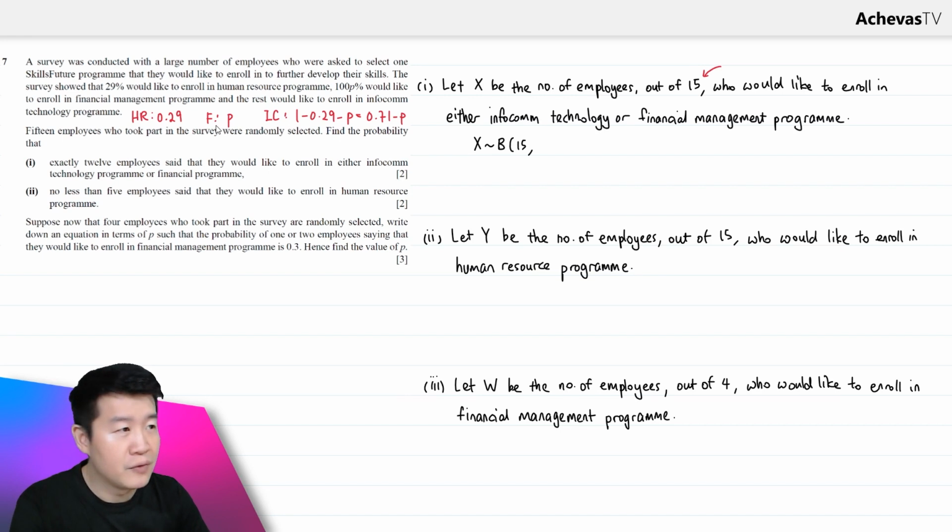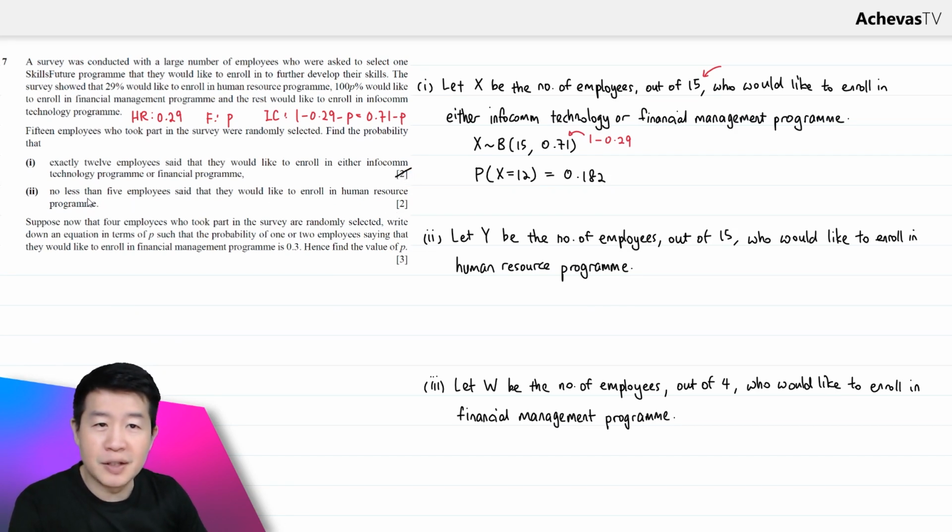And now we are talking about Infocom and financial management, which means anybody who doesn't enroll in the HR program, so it's 1 minus 0.29, the probability will be 0.71. I got this by doing 1 minus 0.29. And what the question wants us to do is to find the probability that X is equal to 12. I just need to press this into the calculator. This is equal to 0.182 to 3 significant figures. Again, a very easy 2 marks to get.